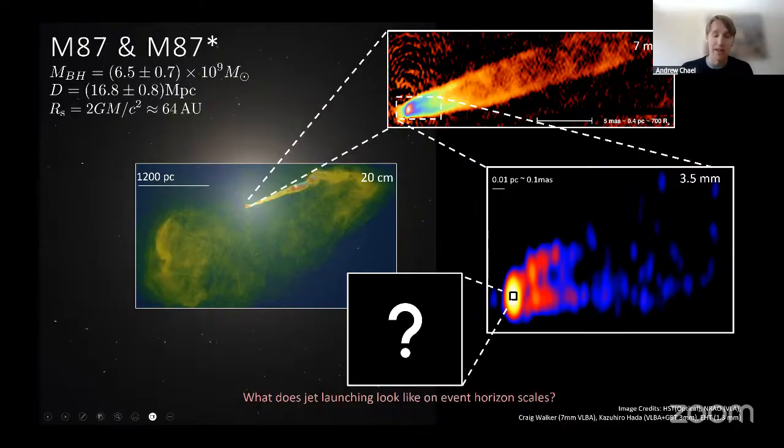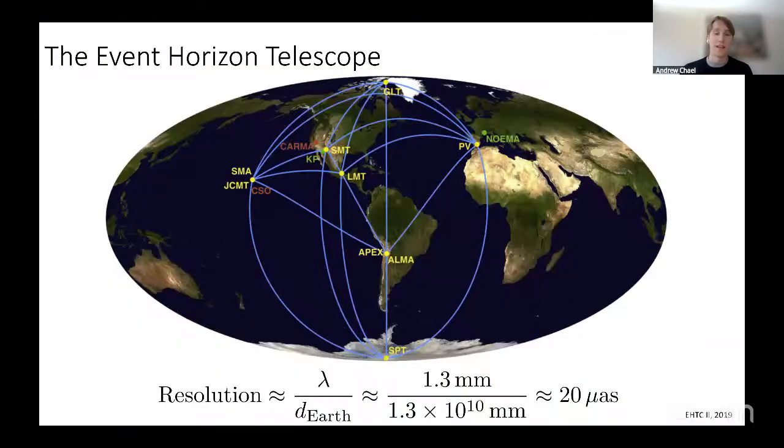And so, yeah, when I joined this field, the question was, can we take the next step and look even further down closer to the core of this jet and look at what jet launching looks like on the scales of the event horizon of the black hole itself? And the key innovation that has allowed us to do that in the time that I've been working on these problems is the Event Horizon Telescope, which is a network of telescopes operating around the world at 1.3 millimeter wavelength, using very long baseline interferometry to essentially synthesize the resolution of a single Earth-sized telescope.